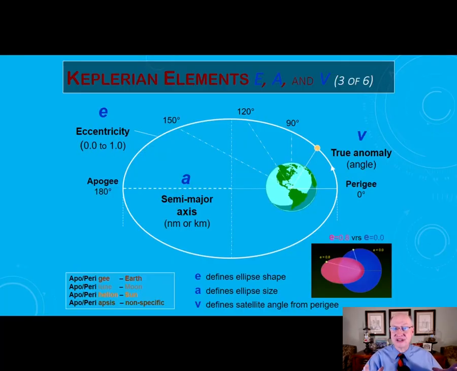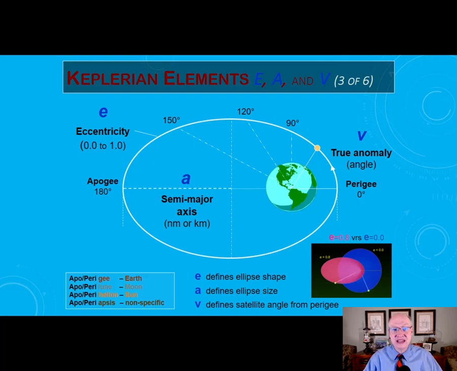A small eccentricity is a near circular orbit. A high eccentricity is a very elliptical orbit, and an eccentricity close to 1 will be very long and thin. And then an eccentricity of exactly 1 defines a parabola, which is not a closed orbit. That's an object that will not return back.